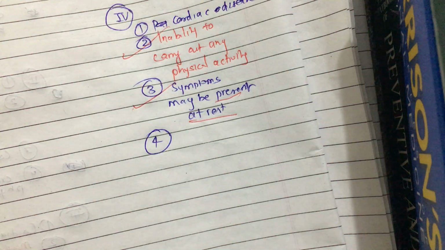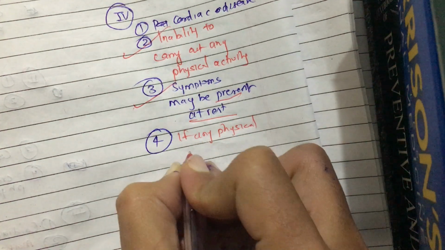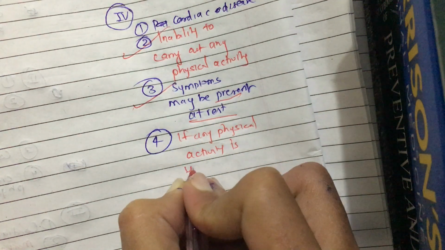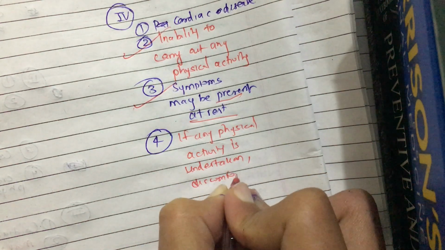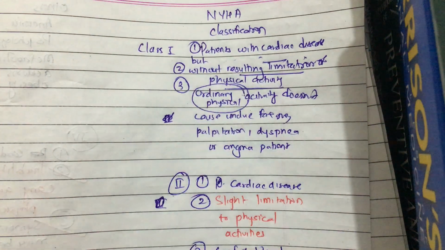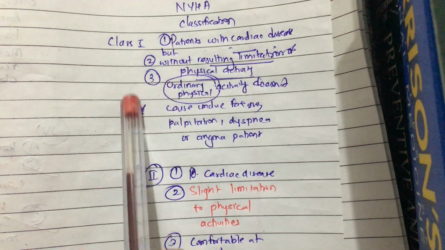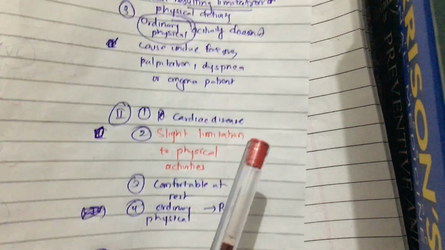And fourth, if any physical activity is undertaken, then discomfort is increased. So let us compare all these classifications in NYHA 1, 2, 3 and 4. In classification 1, 2, 3, and 4, first point is same, patient has cardiac disease. But second point, in NYHA classification 1, there is no limitation to physical activity. In class 2, there is slight limitation. In class 3, there is marked limitation, and in class 4, there is inability to carry out any physical activity.